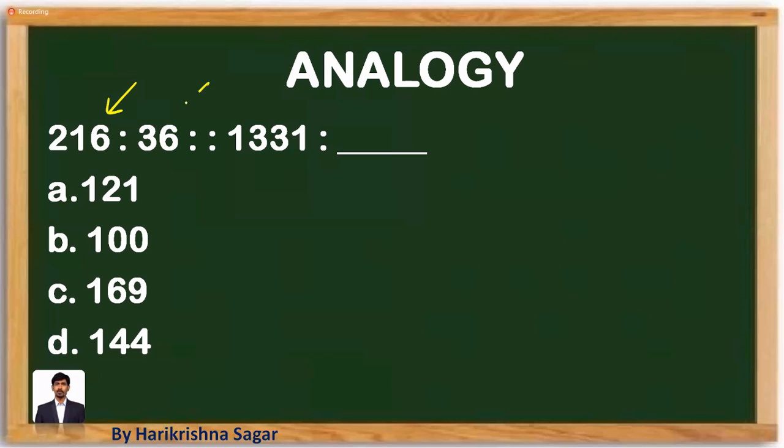So 216 and 36. What is 216, my dear students? 216 becomes 36. Then 1331 becomes what? You should be aware of the square numbers and cube numbers. Then only can you feel very comfortable in solving these questions. That's why I'm again and again telling you, remember the square numbers, cube numbers, prime numbers and alphabet positions ranging from 1 to 26, so that you can feel very comfortable in solving the questions.